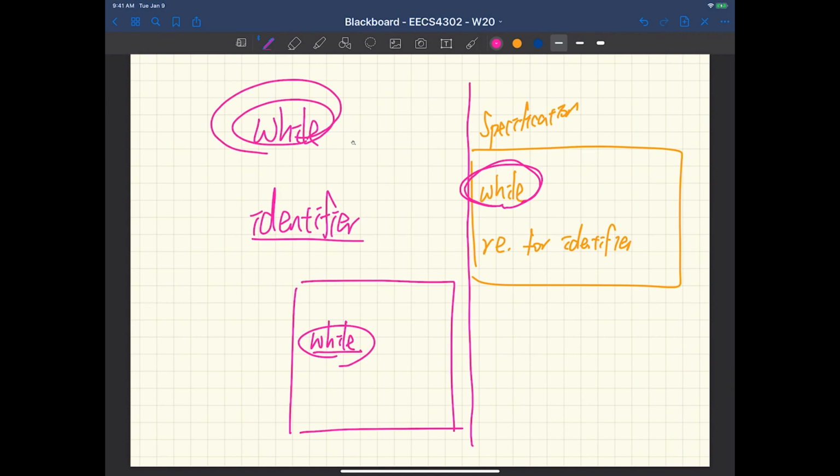Let's do this experiment quickly. If you try to type while in Eclipse, as soon as you put a space, you'll find that it's highlighted right away. On the other hand, if you try while12, it wouldn't be highlighted. Because what a scanner will try to do is to find the longest unbreakable string that's going to match a particular category. And now, while is not the longest one. You still got 1 and 2 afterwards without any delimiter or white space. So now, while12 will be a valid identifier. Okay, make sense? Great.